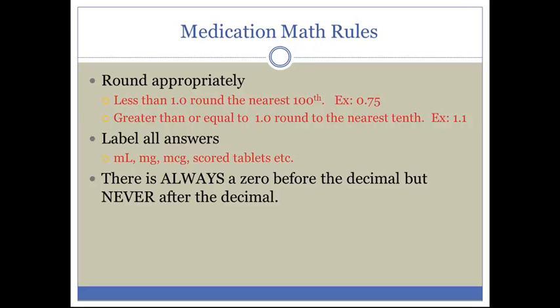There is always a 0 before the decimal point. So notice how I have zeros in front of my decimal points. This is to ensure patient safety, so we don't misread the medication calculation or medication order. So a 0 is always before the decimal, but never after the decimal, okay? Because sometimes if you have 5.0, that can be misinterpreted as 50 instead of 5, okay? So it's very important to put zeros before the decimal, but never after the decimal. If you do not do this in your medication calculations, it will be marked wrong.